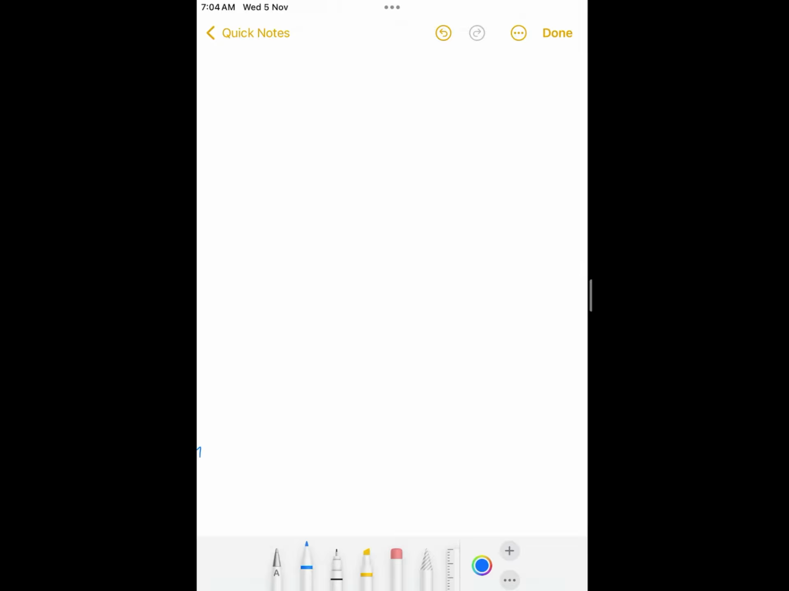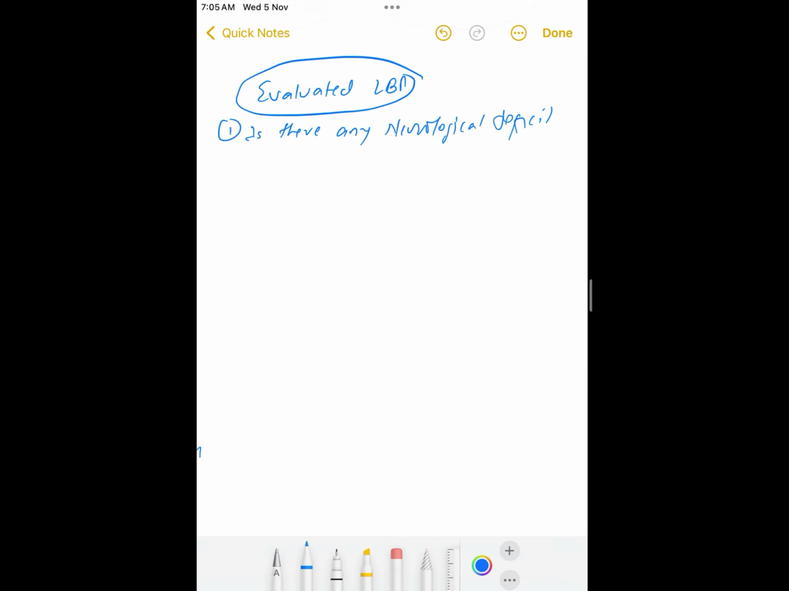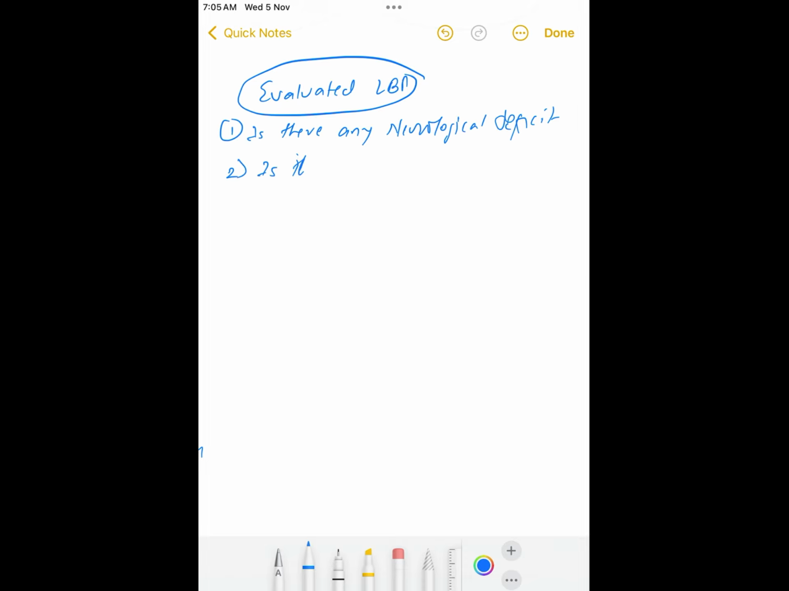Now let's learn how to evaluate low back pain. Whenever you get a patient with low back pain, you have to ask four things. First, is there any neurological deficit?